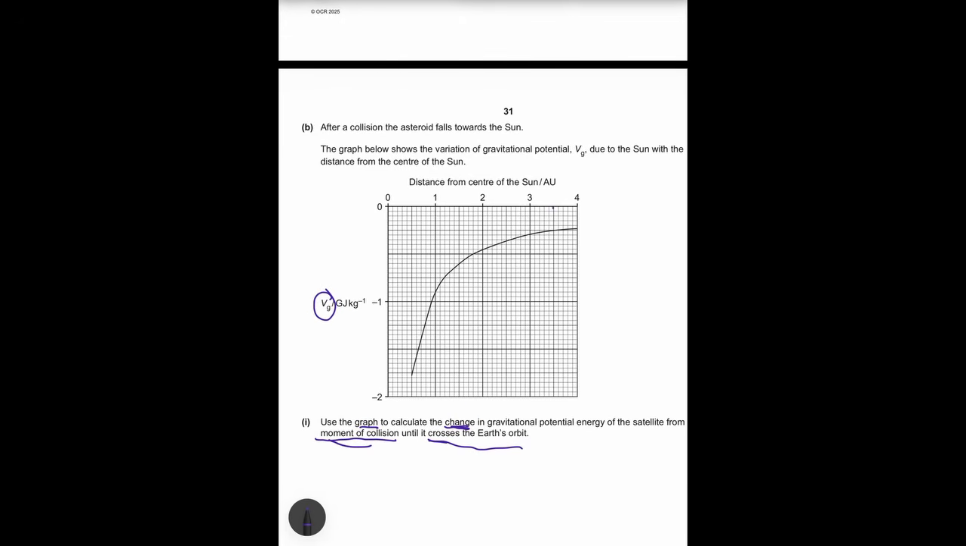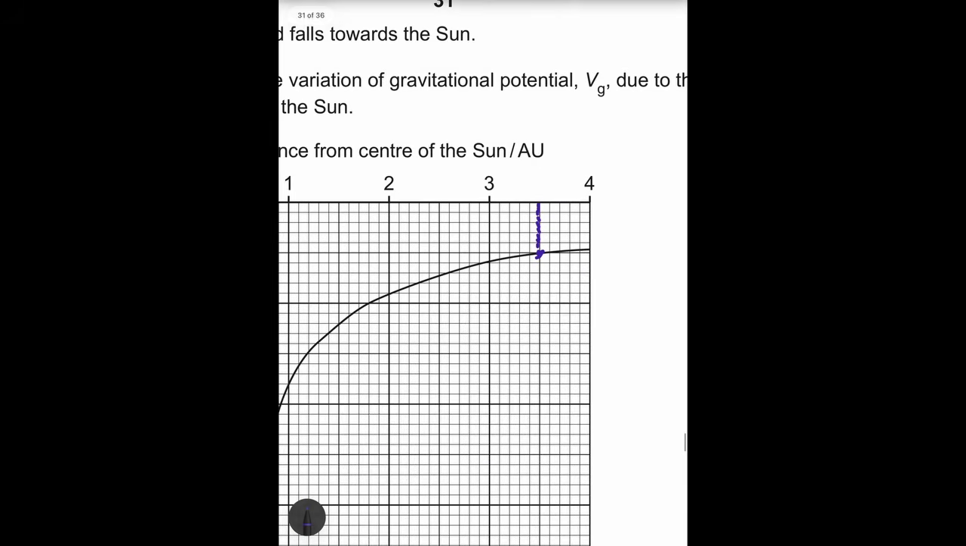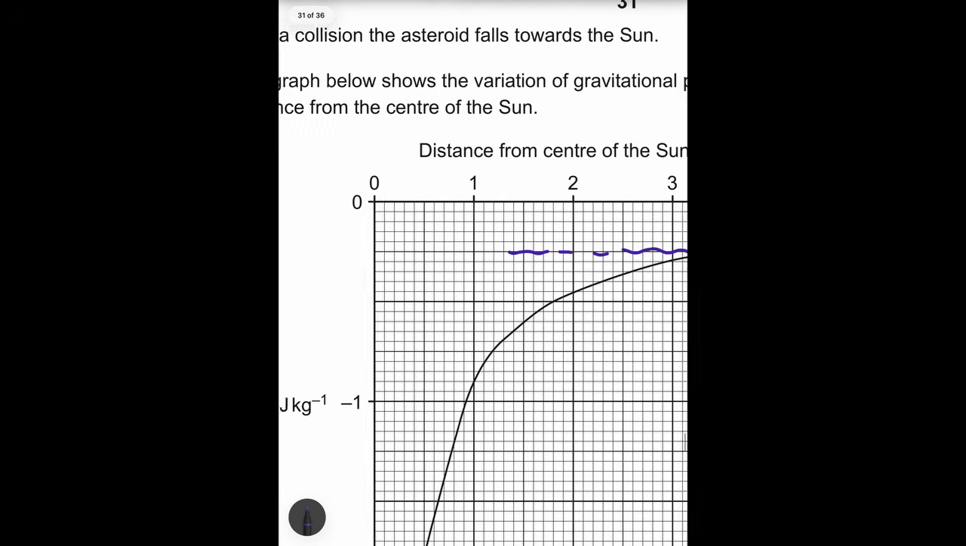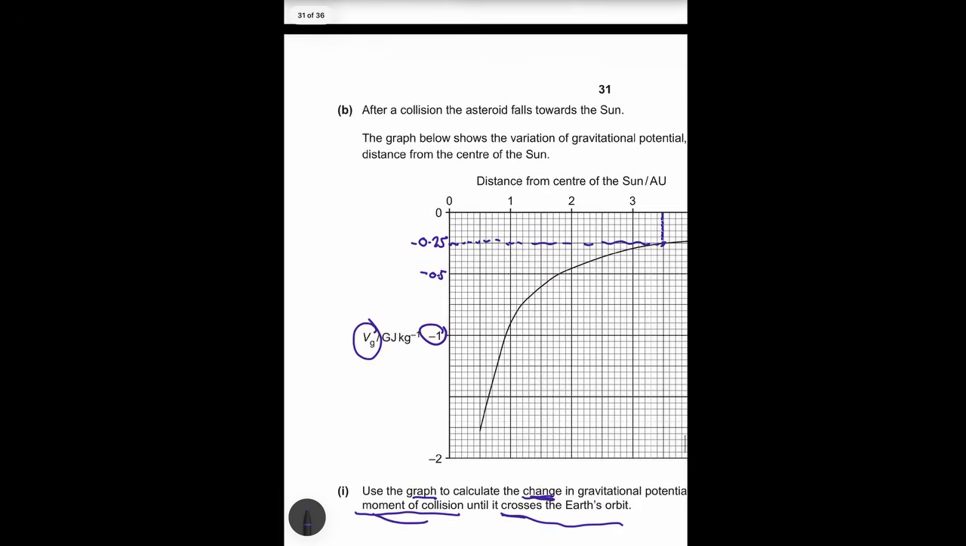So I'm going to go down from the 3.5, make it very, very clear that I'm drawing those lines on there. It crosses here. Again, make it really obvious that you're going all the way across. You would obviously do it with a ruler. And just check my scale properly. So if that's -1, I've just got to be careful. That's going to be minus 0.5, which means this is minus 0.25. So that's going to be fine.